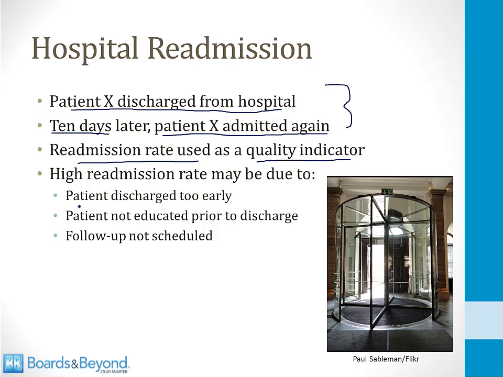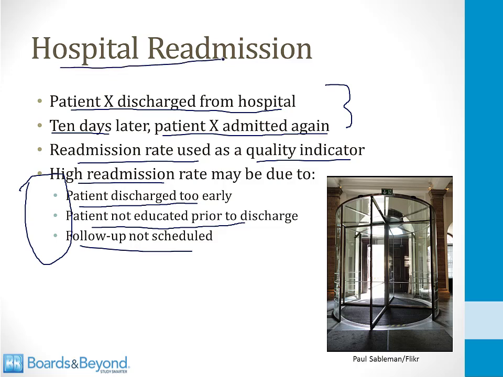For example, the patient may have been discharged too early, or the patient may not have been educated prior to discharge about what to do once they got home, or maybe follow up with the patient's physician was not scheduled prior to discharge. So, because of all these reasons, if you have a high readmission rate, it suggests you may be running a poor quality hospital, and readmission rates are monitored, especially for certain conditions like heart failure, to determine the quality of a hospital.